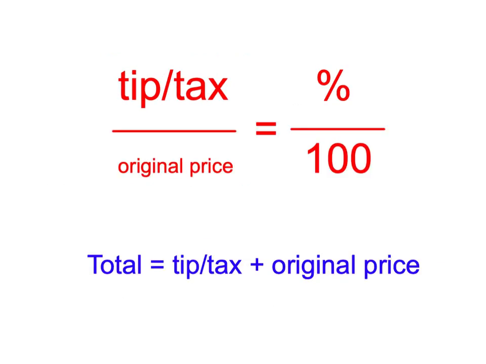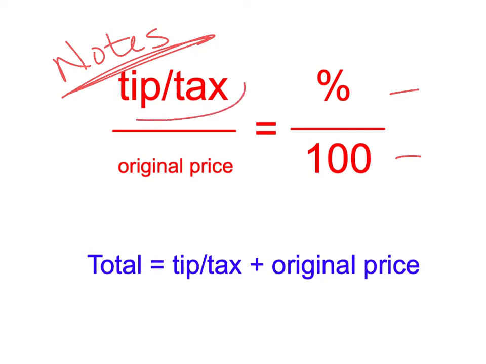So we're going to use this. I want you to have in your notes, so make sure you have your notebook out. We're going to set up a proportion like we usually do, and it's going to be percent over 100 like normal. But with these problems, we're going to figure out the tip and the tax. That amount is going to be on the top. The original price is going to be on the bottom.